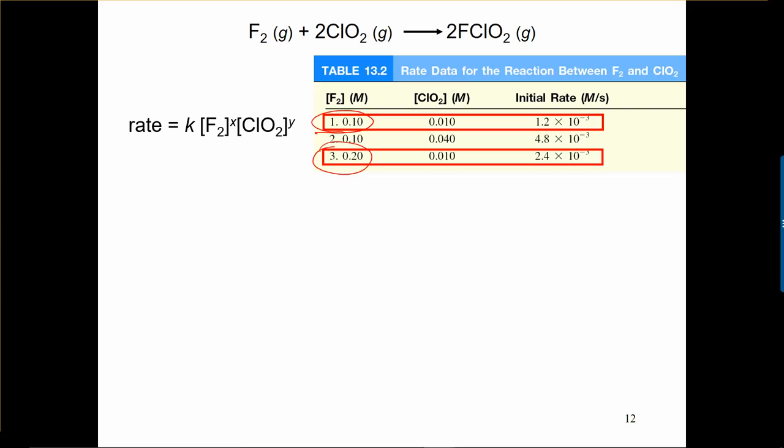They doubled, right? Okay, so the concentration doubled. Now if I double that concentration, I raise it to what order to cause the effect on the rate? Now look at the rate. What happened to the rate? It also doubled. Okay, yeah, I see. So it must be first order because it had the same effect.